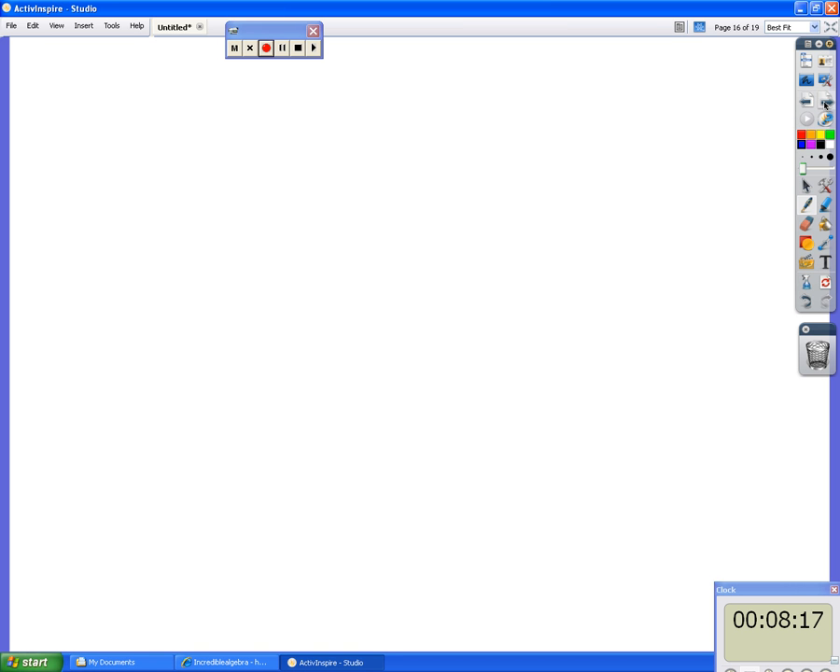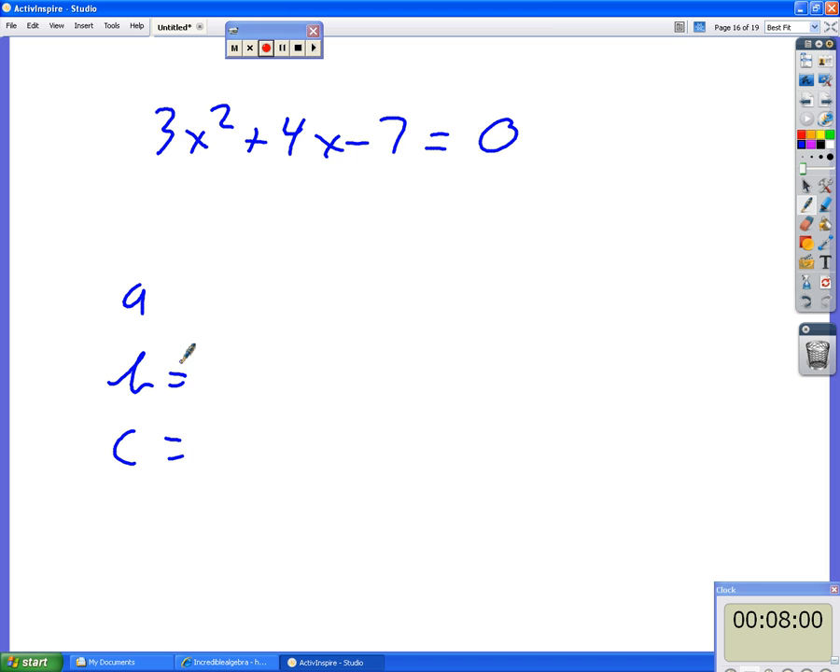Two parts of the quadratic equation. One, if I have 3x squared plus 4x minus 7 equals 0. To do the quadratic equation, we need to know what a is, what b is, and what c is.